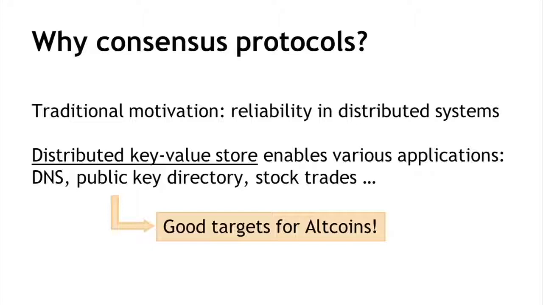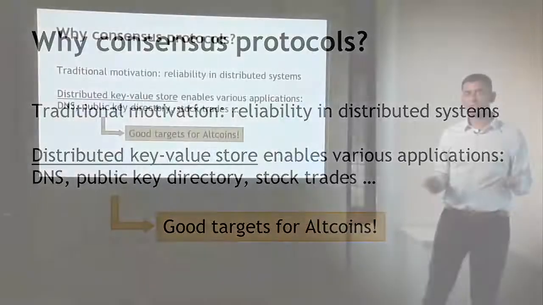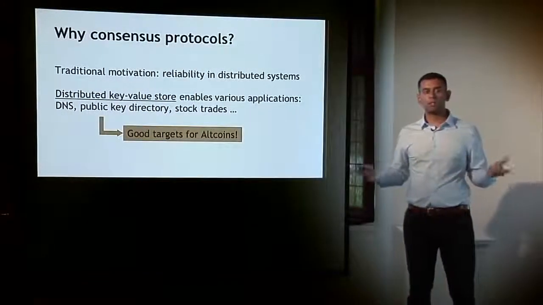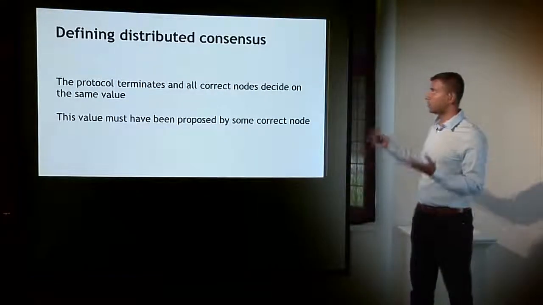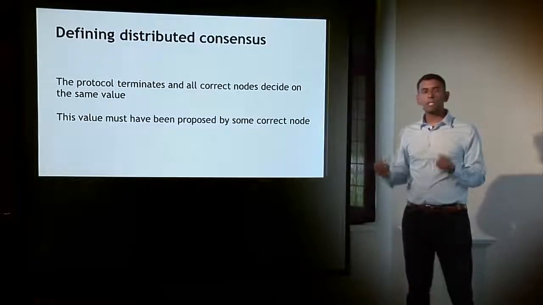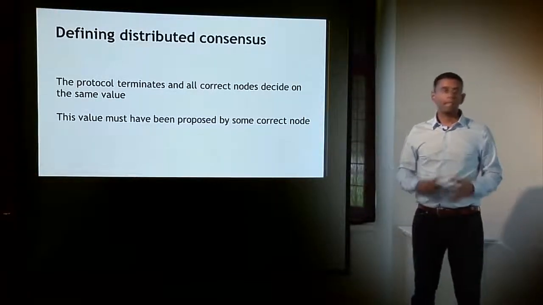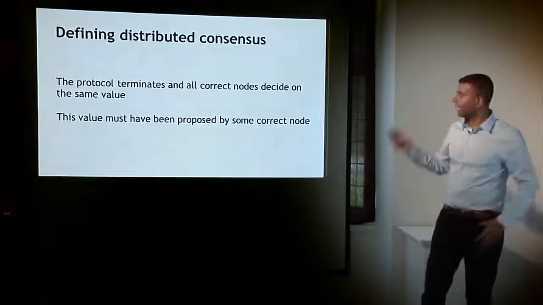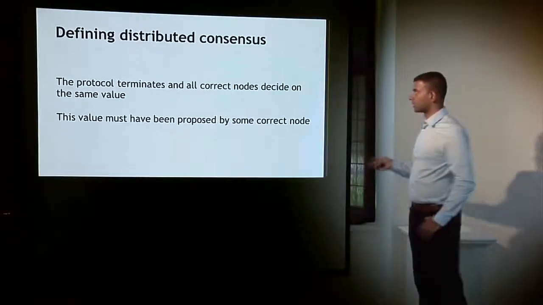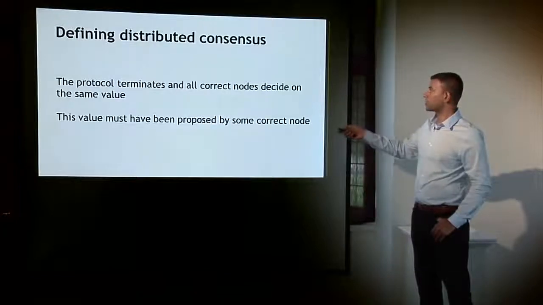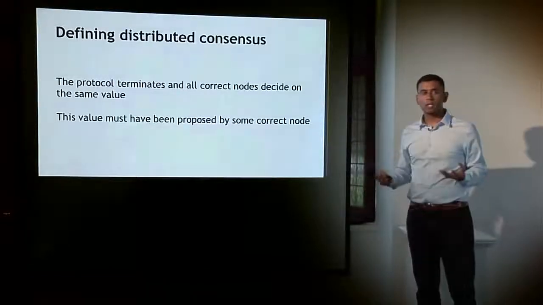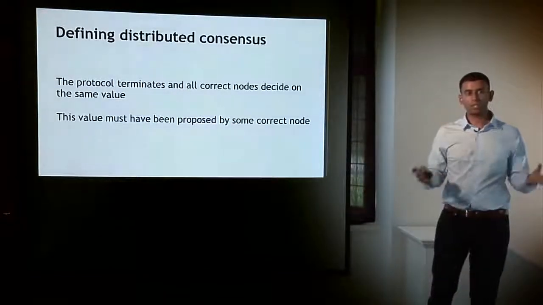Okay, let's go to a technical definition now. The technical definition of distributed consensus is really quite simple. Imagine that there is a fixed number n of nodes or processes, and each of these nodes has some input value. And then a consensus protocol happens, and the two requirements on this consensus protocol are that the protocol should terminate, and all correct nodes should decide on some value, the consensus value.